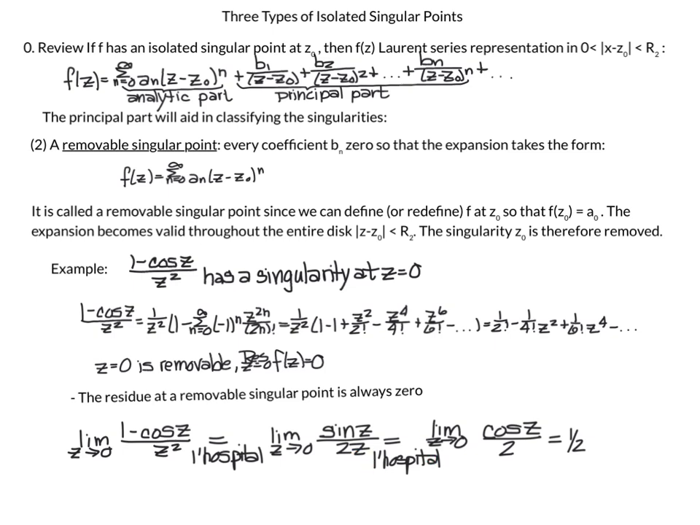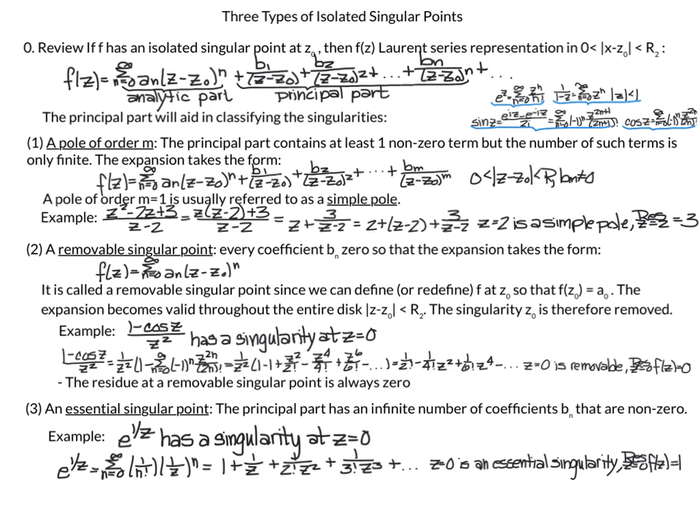So that's equal to the limit as z approaches 0 of the derivative of sine, which is cosine, over the derivative of 2z, which is 2. Plugging in 0, we get cosine of 0 is 1, over 2. So we would define our function at z equals 0 to be equal to 1/2. In that way, we will have an expansion that's valid throughout the entire disk, and in effect, we have removed our singularity.